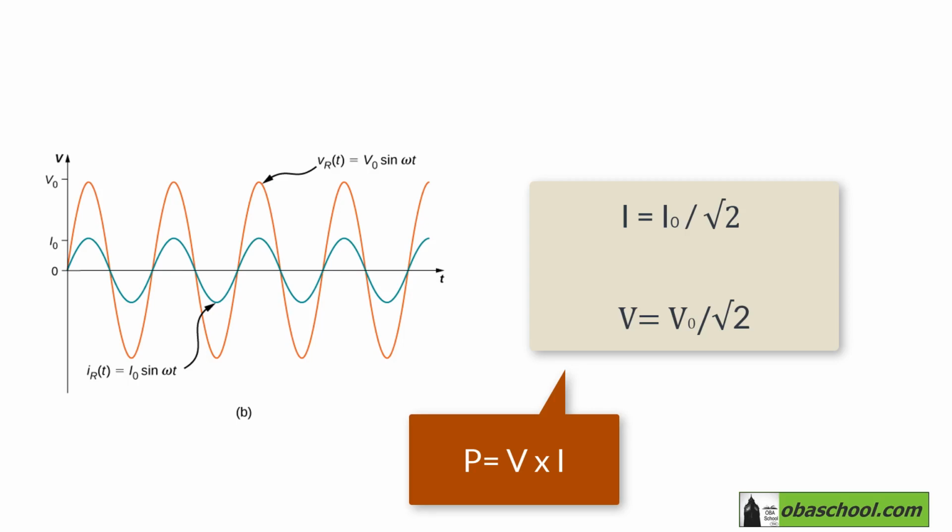And to find the power, we multiply the current by the voltage. So, P equals I RMS multiplied by V RMS.